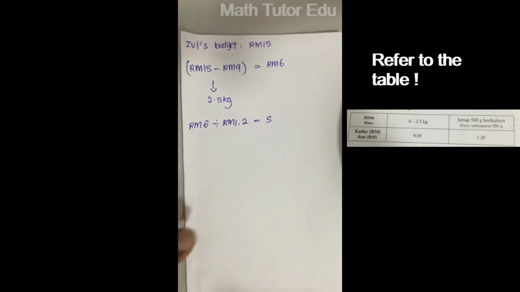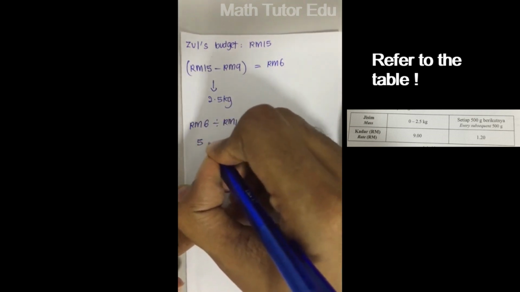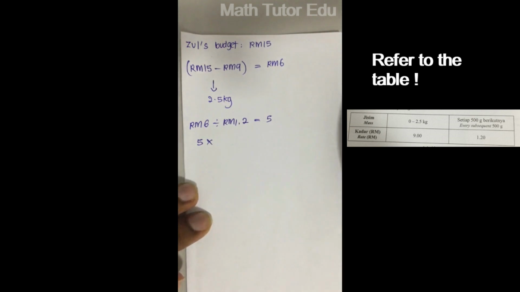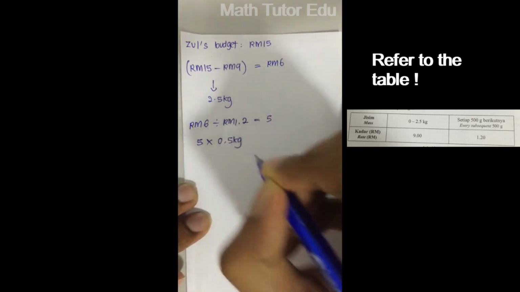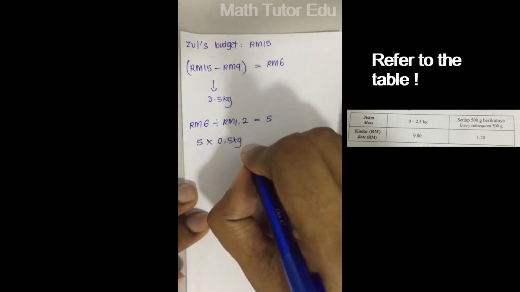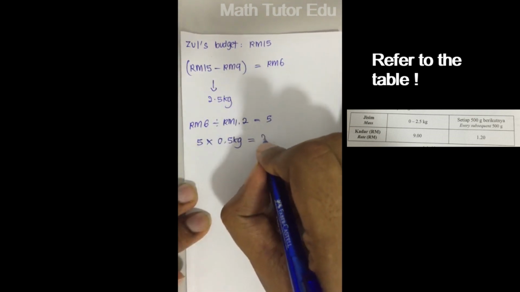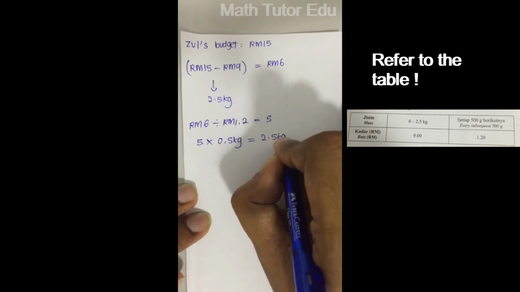That means you need to increase subsequent 500 gram for 5 times. In this case it will be 5 times with 500 gram, or even better we write in terms of kg, 5 times with 0.5 kg, we multiply them. So from here you get equals to 2.5 kg.